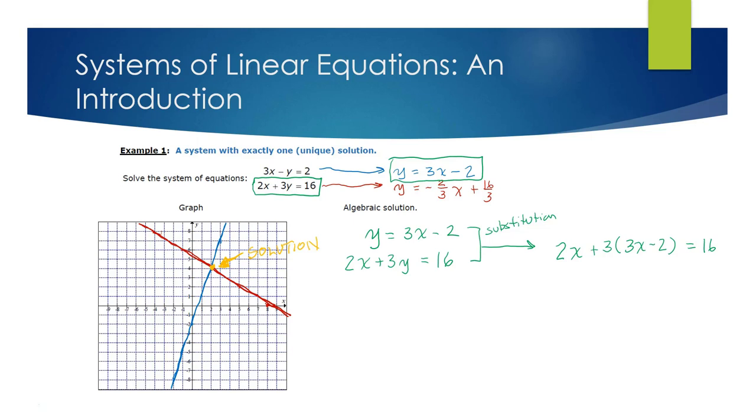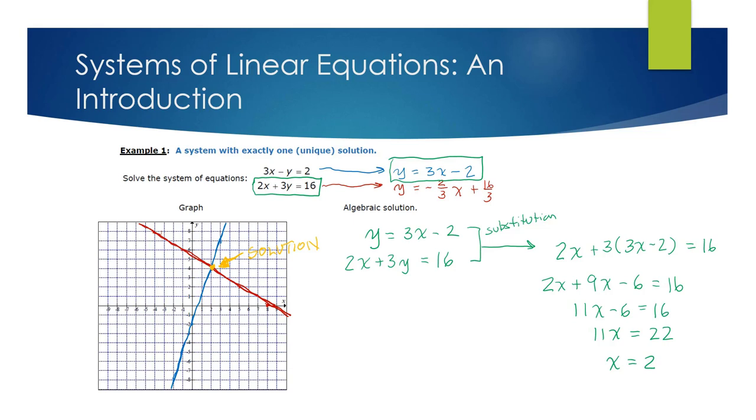So what you're seeing me do here is, since I know y is the same thing as 3x minus 2, I'm going to the second equation and replacing y with 3x minus 2 since they are equal to the same thing. So simplifying the left-hand side, I get 2x plus 9x minus 6 equaling 16. Combine like terms, I get 11x minus 6 equaling 16. Then adding 6 to both sides, I get 11x equals 22. And dividing both sides by 11, x equals 2.